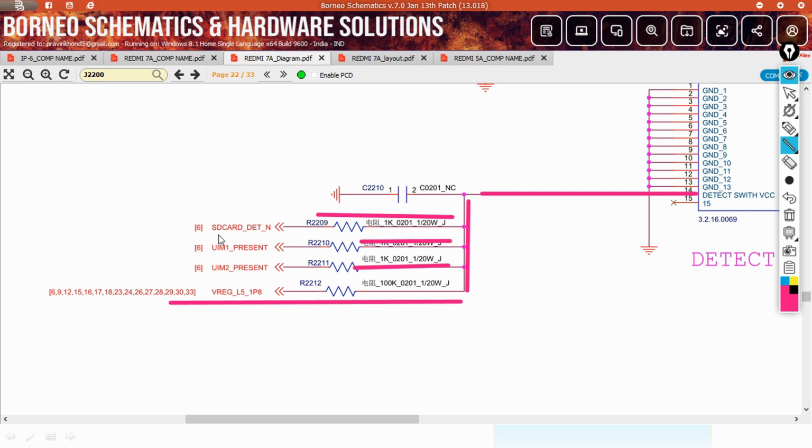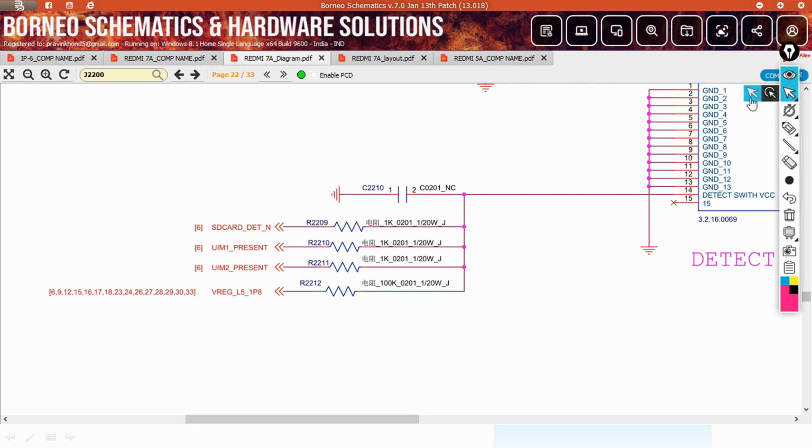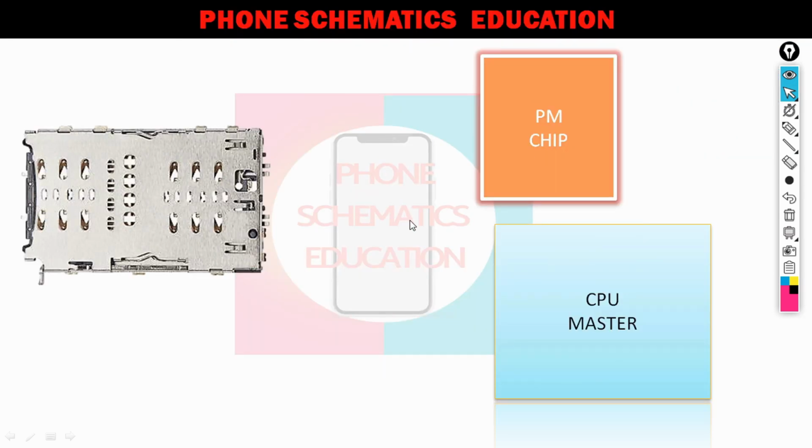These lines are one for the SD card detection, one for UIM1 present, and one for UIM2 present. Now UIM1 and UIM2 are the same, with a 1k resistance. I will draw this circuit in a diagram so you can easily understand. Now there is a capacitor also. I will draw it after I explain to you. Now in this diagram, a line with a 100k resistance connects to the SIM tray detection pin. Got that?